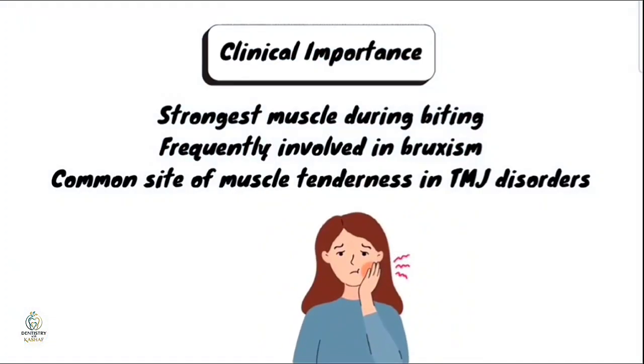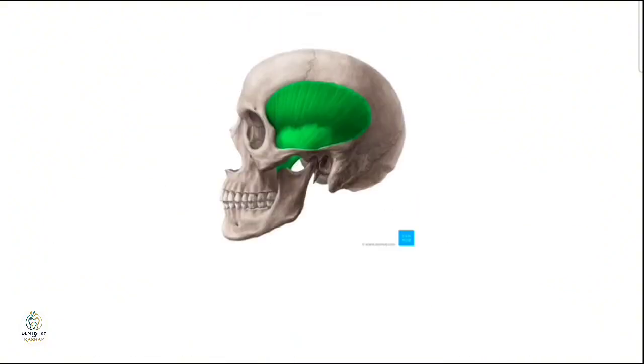What is the clinical importance of this muscle? It is the strongest muscle among your muscles of mastication, and it is the strongest muscle during biting. It is frequently involved in bruxism and is a common site of muscle tenderness in TMJ disorder, like mostly facial pain.